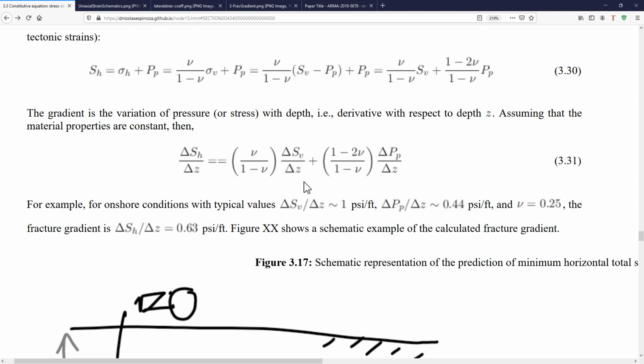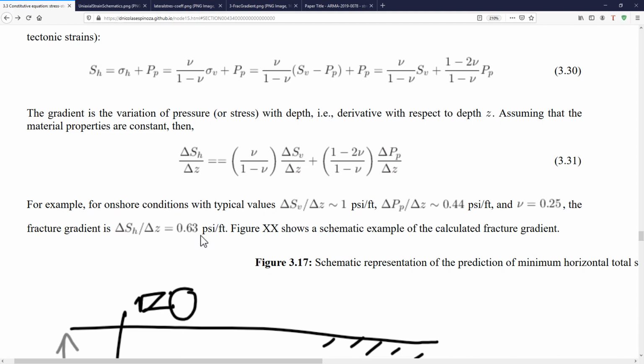We have already seen that these two gradients can be calculated for typical conditions with hydrostatic pore pressure. The lithostatic gradient is usually about 1 psi per foot. In hydrostatic conditions, the pore pressure gradient is about 0.44. And let me add one more thing here. The Poisson ratio is 0.25. In that case, the fracture gradient is 0.63.